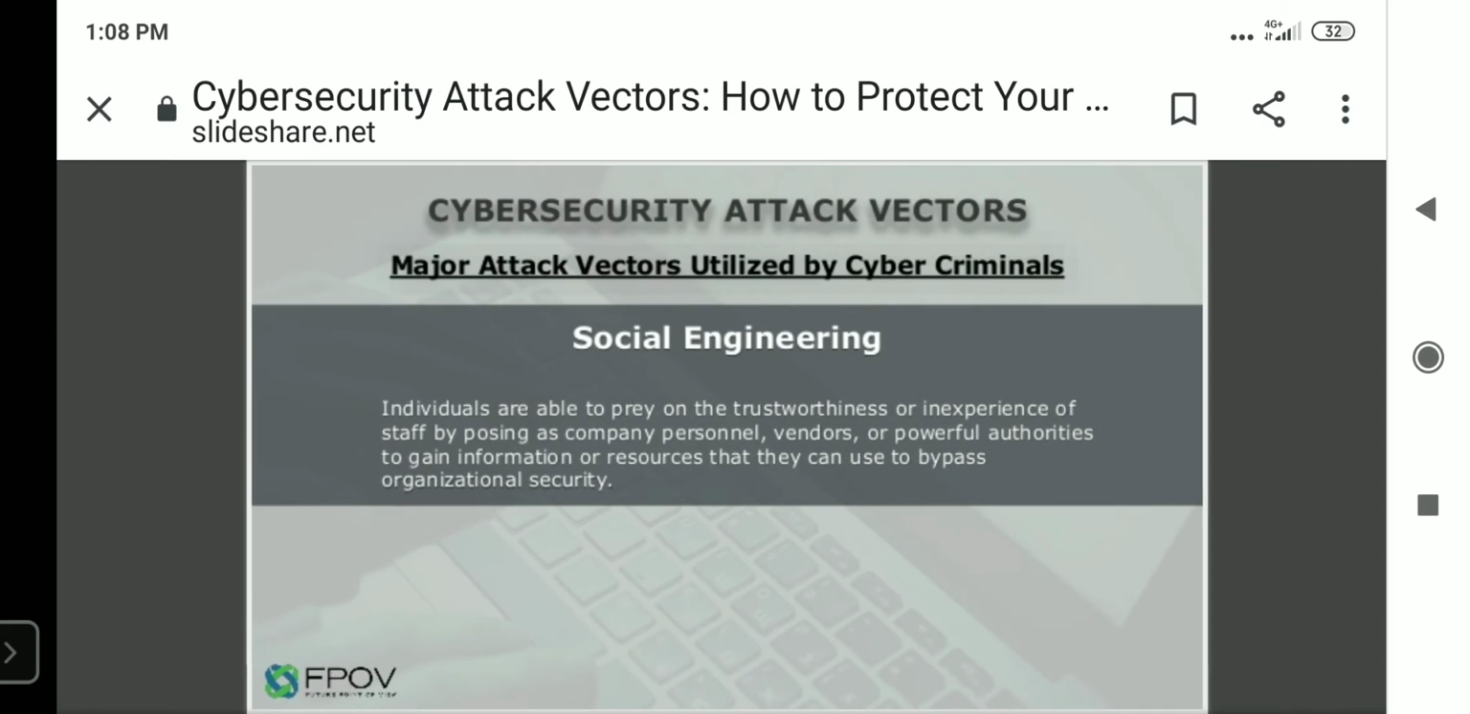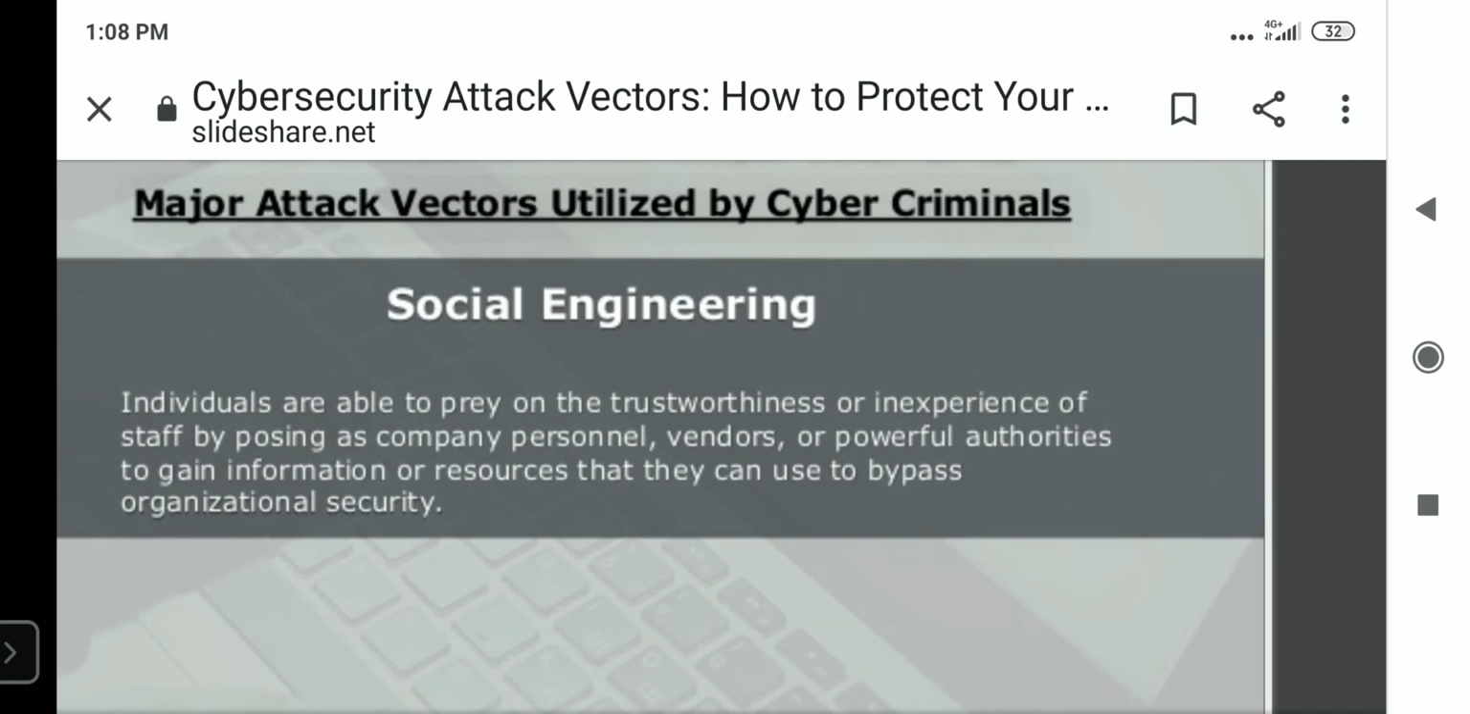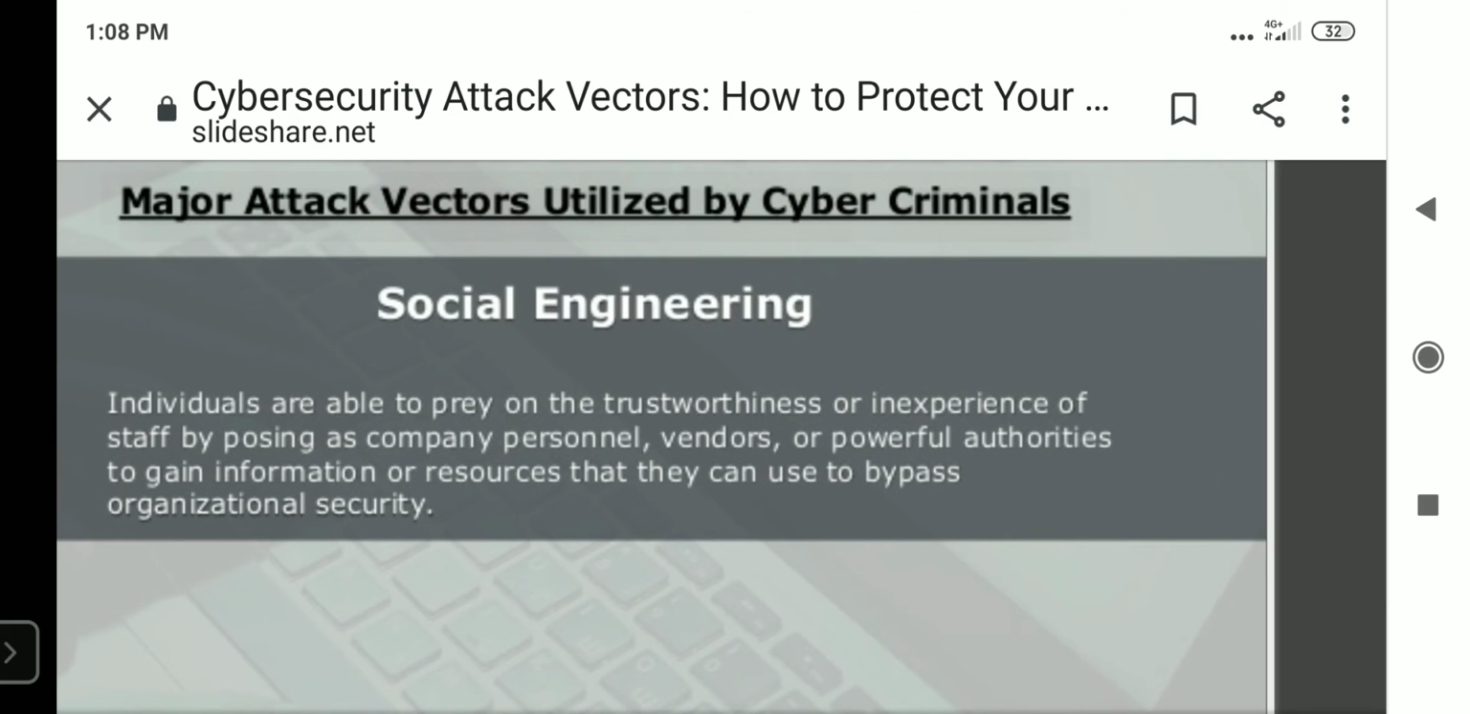Social engineering. This is yet another problem. Individuals are able to prey on the trustworthiness or inexperience of staff by posing as company personnel, vendors, or powerful authorities to gain information or resources that they can use to bypass organizational security.